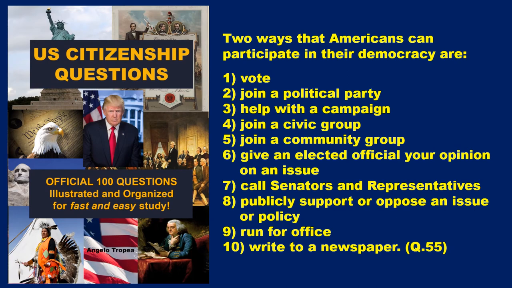Two ways that Americans can participate in their democracy are vote, join a political party, help with a campaign, join a civic group, join a community group, give an elected official your opinion on an issue, call senators and representatives, publicly support or oppose an issue or policy, run for office, write to a newspaper.